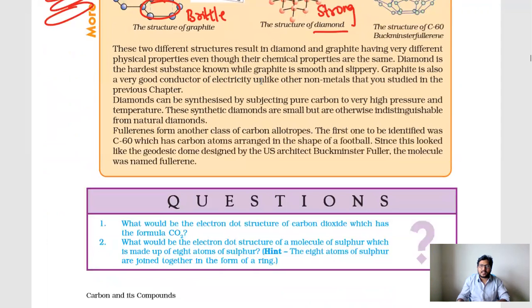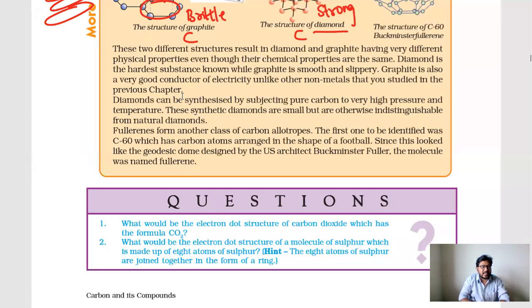These two different structures result in diamond and graphite having very different physical properties, even though their chemical properties are the same. If you see, diamond is made up of carbon, graphite is made up of carbon. For carbon, chemical properties are the same, but physical properties are different. Diamond is the hardest substance known, while graphite is smooth and slippery. Graphite is also a very good conductor of electricity, unlike other non-metals that you studied in the previous chapter.